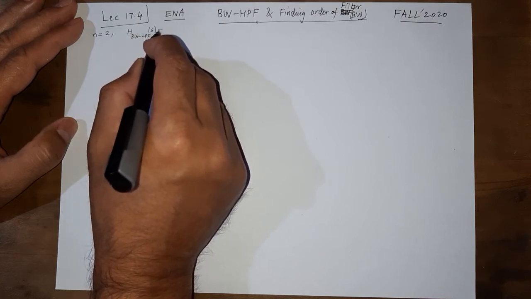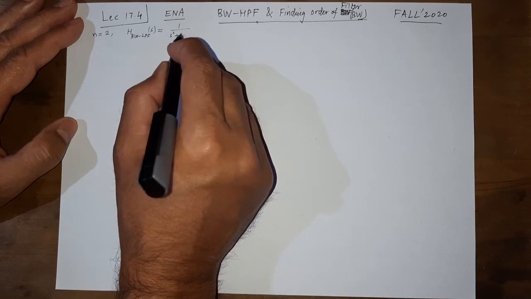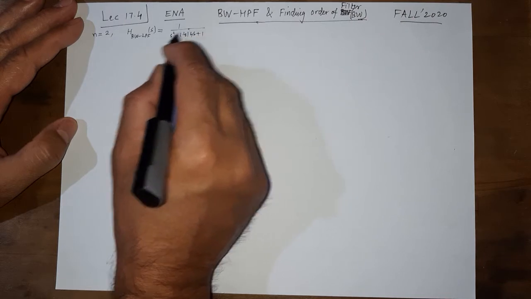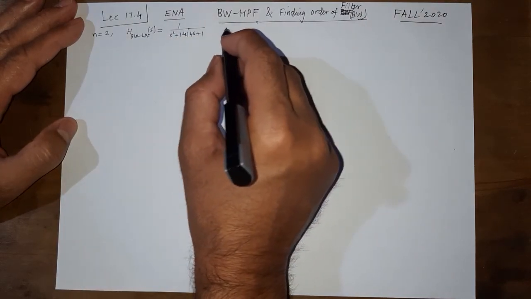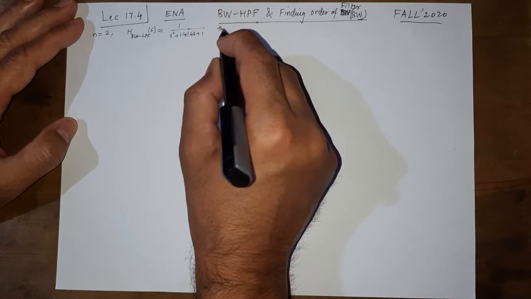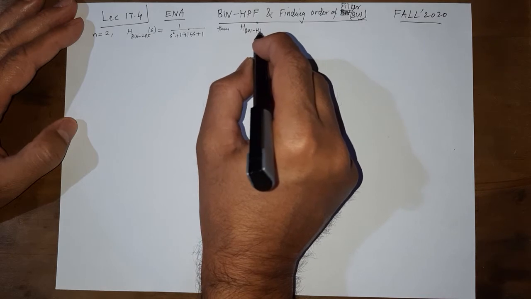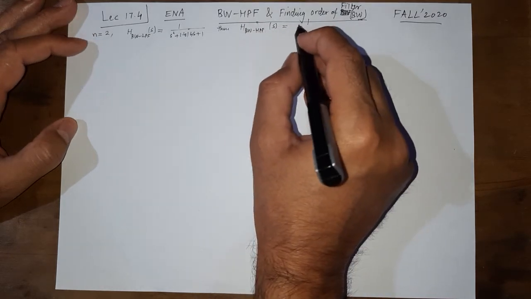an H(s) equal to 1 over s square plus 1.414 s plus 1, and for n equal to 3, 4, 5, we have those polynomials. Then a Butterworth high pass filter, second order for n equal to 2, has a transfer function.